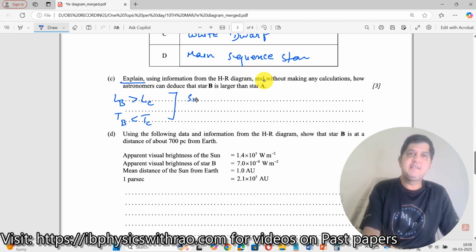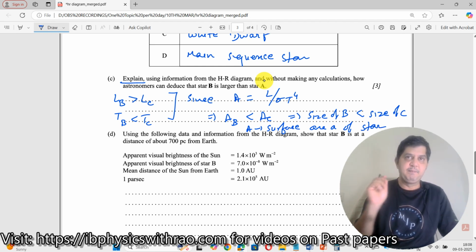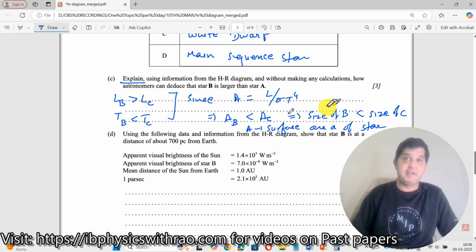Okay, and then since A is equal to L by sigma T power 4, what we can say is this implies AB should be less than AC, which means the size of B is less than size of C, where A is the surface area of the star. You need to mention this clearly, because this is something which you are inferring. The moment I say A, it can also refer to this area, right? So you should very clearly mention this.